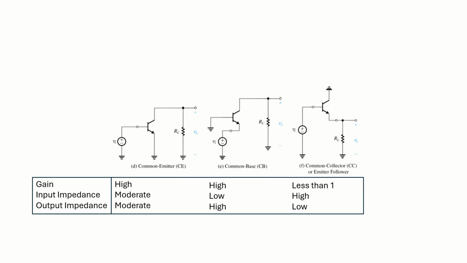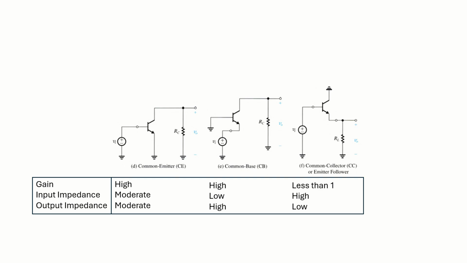So just to go over an overview of the different amplifiers, your common emitter amplifier has high gain, and the input and output impedance are moderate. So the common emitter amplifier is really good at creating gain. The common base amplifier also has high gain, but it has a low input impedance and a high output impedance. So the common base could be very difficult to incorporate into your amplifier because of the low and the high input and output impedance.